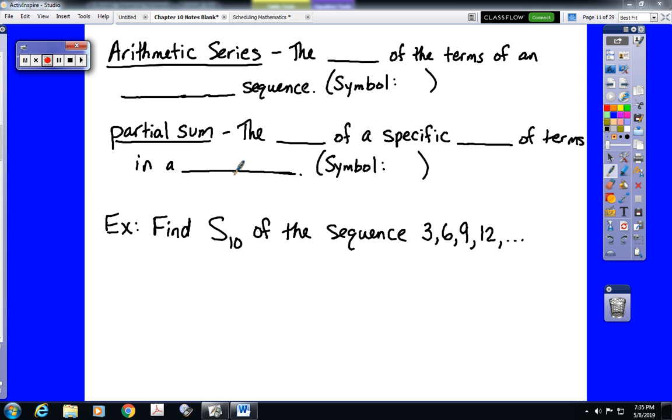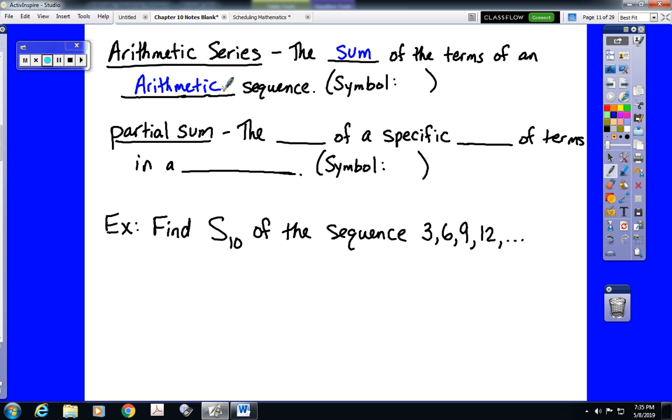This video will cover arithmetic series. This is going to be a very basic introduction to the idea of arithmetic series. We'll do a couple of examples though. An arithmetic series is the sum of the terms of an arithmetic sequence.